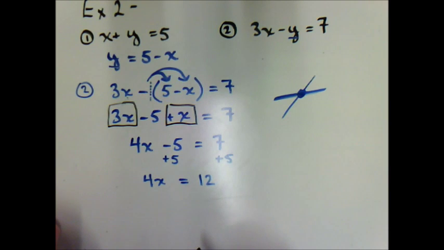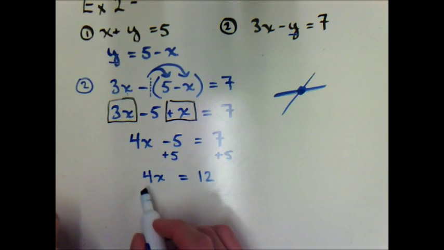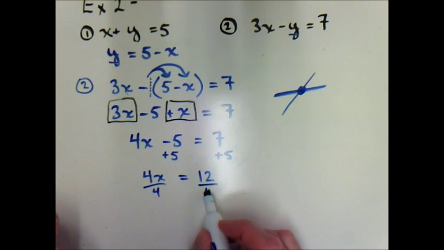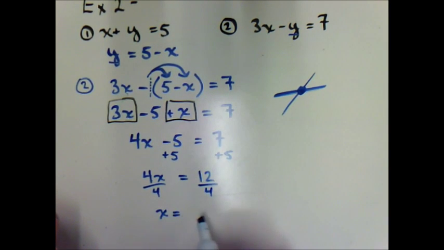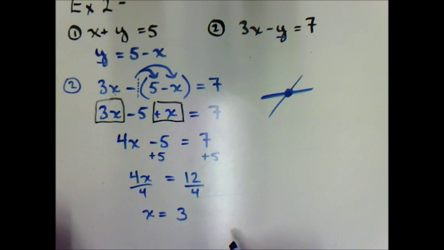Amy, what's next? Divide both sides by 4. 12 divided by 4 is 3. So the solution for this linear system is x equals 3. But I want to find the corresponding y value to make sure that I've done it right. Okay.